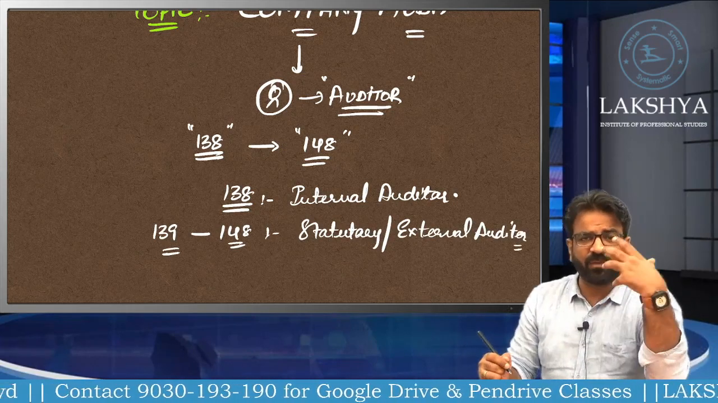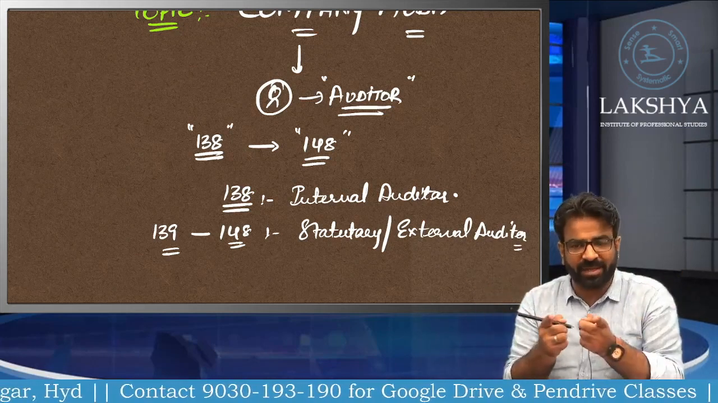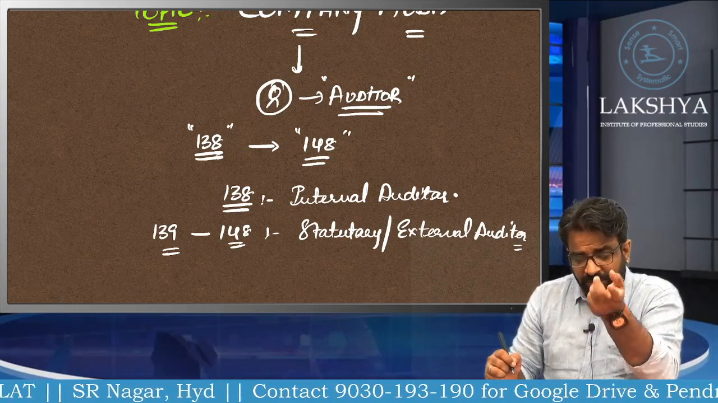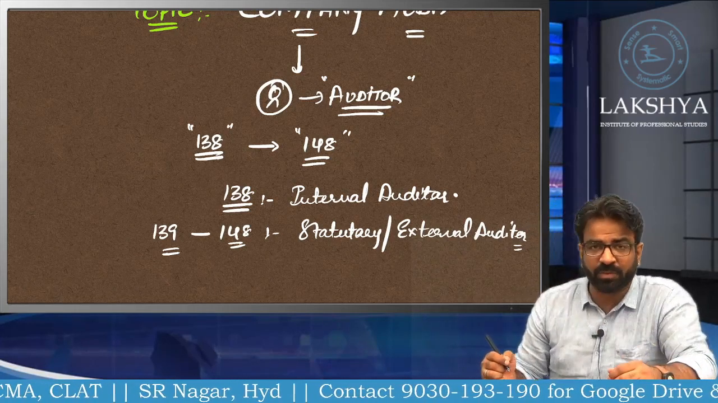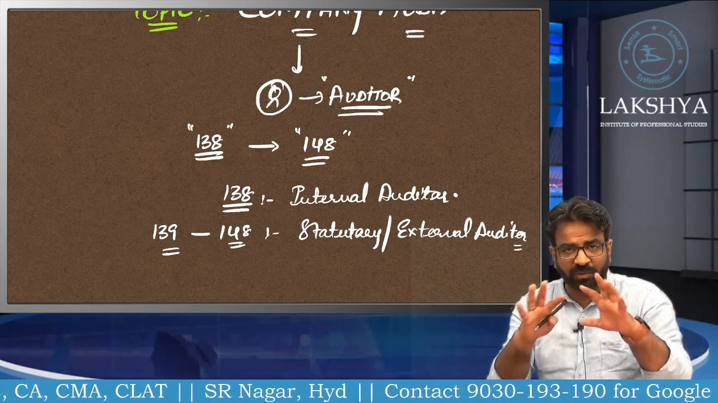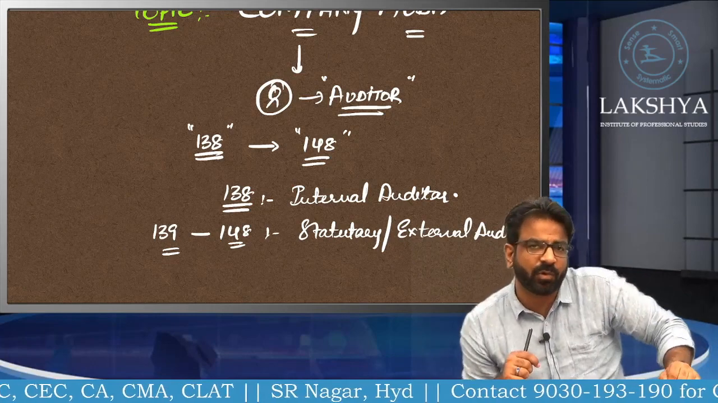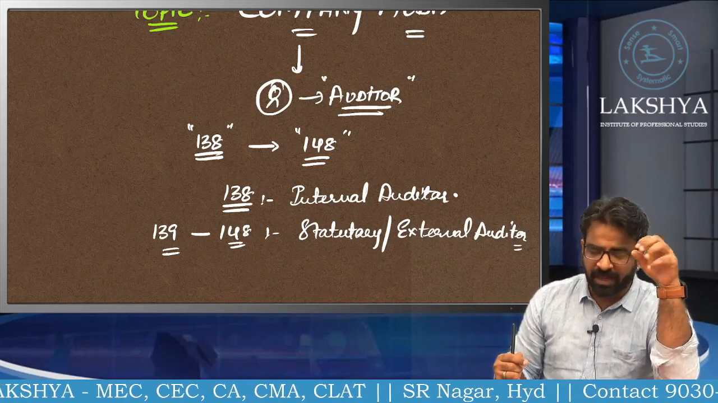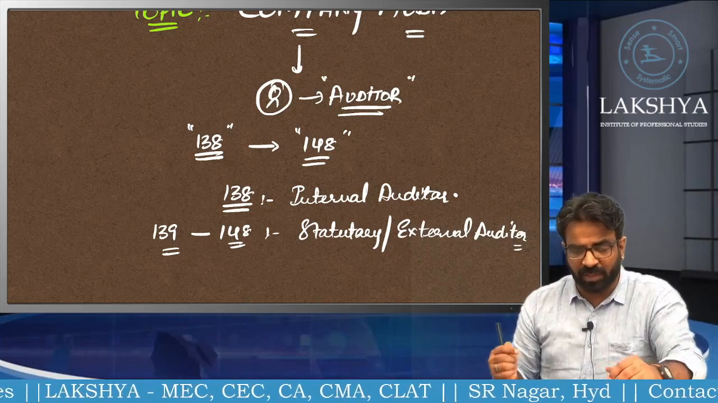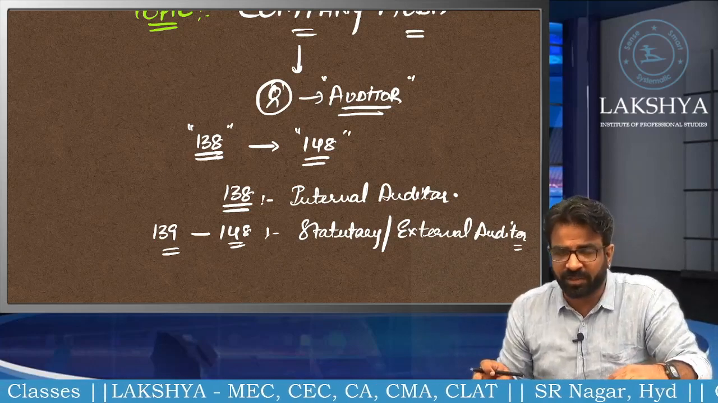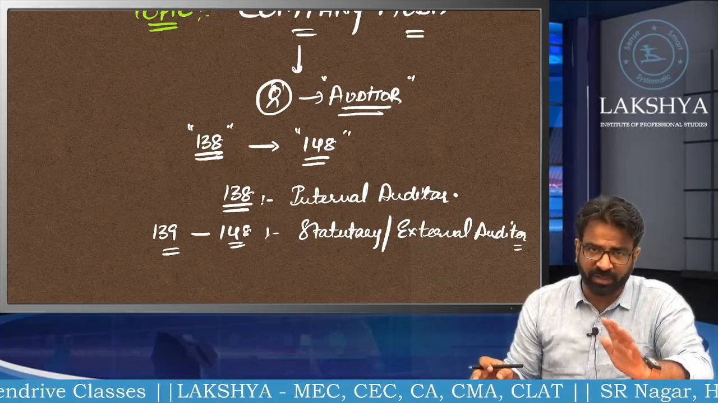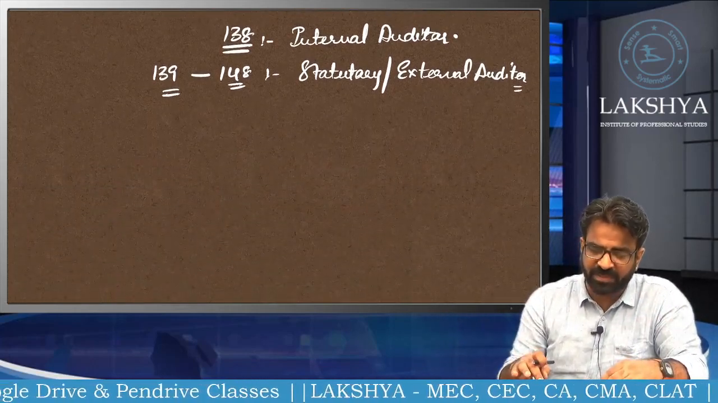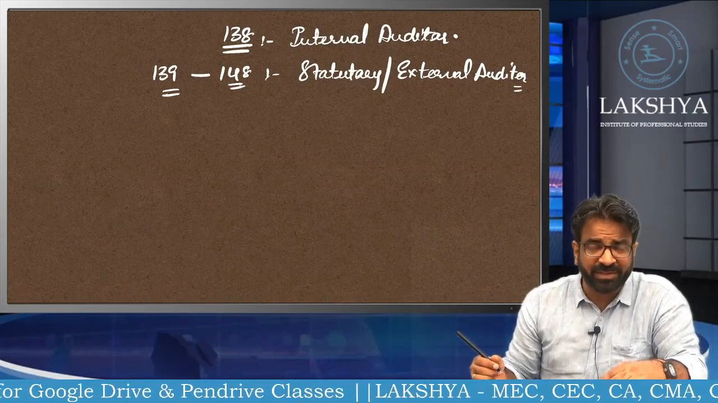Again repeating, section number 138 in the company audit scenario talks about the internal auditor, and section number 139 to section number 148 talks about the external auditor. It means out of the total sections in the Companies Act relating to auditors, we have only one dedicated section for the internal audit, and the remaining sections 139 to 148 talk about the external auditor. I hope everyone understood the structure of these sections of the Companies Act. So let us first start with the external audit.